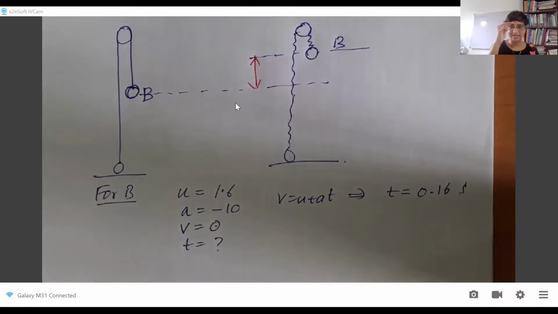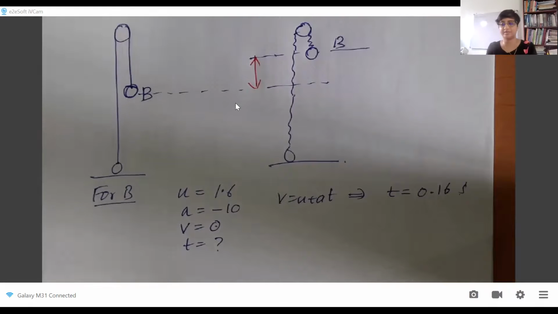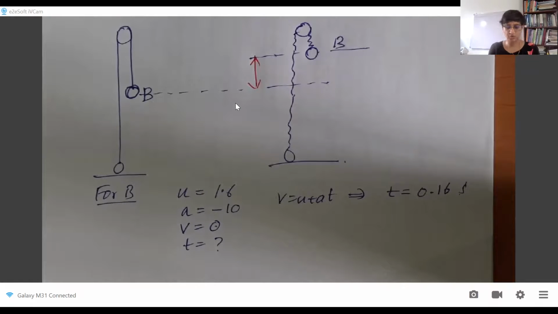Earlier 0.8 seconds, and now another 0.16 seconds. Not yet. How much time has elapsed so far? 0.8 plus 0.16. I need a calculator to add those two small little numbers. It is 0.96. Thank you, Malet. So altogether 0.96 seconds is gone. I only have to find 0.04 more.